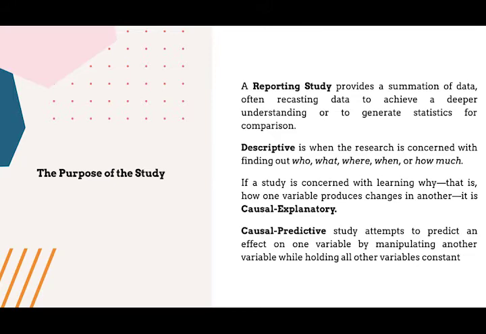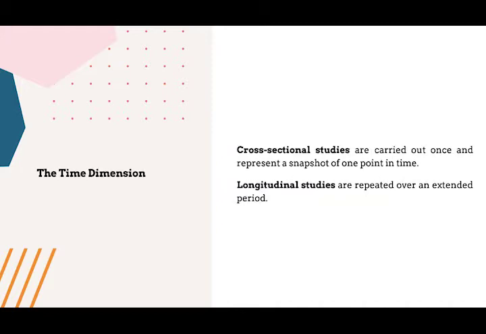The third one is causal explanatory. When a study is concerned with learning why, it's causal explanatory. The last one is causal predictive. The study attempts to predict an effect on one variable by manipulating another variable while holding all other variables constant.